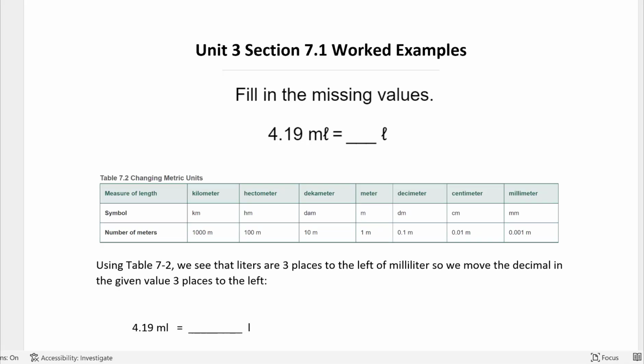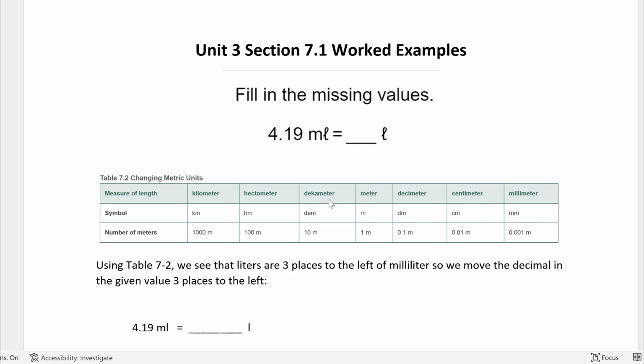Section 7.1 Worked Examples. Fill in the missing value. So we want to convert 4.19 milliliters to liters. If you use table 7.2 that I've reproduced here, even though it has distance measurements up here, you can take away the suffix and worry about the prefix.